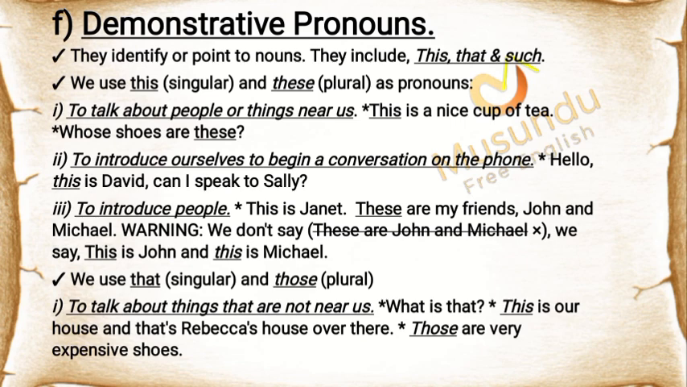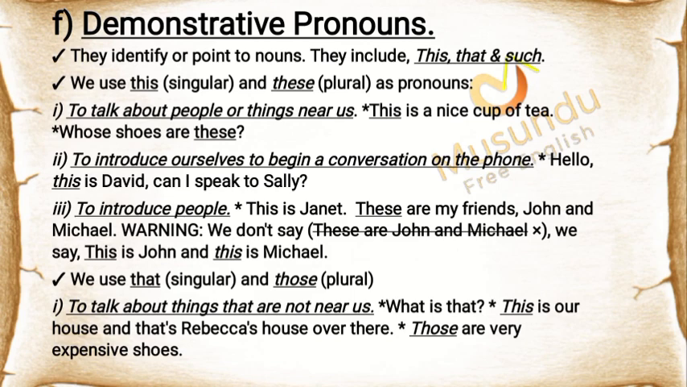F. Demonstrative pronouns. They identify or point to nouns. They include this, that and such. We use this, singular, and these, plural, as pronouns. 1. To talk about people or things near us. Examples: this is a nice cup of tea. Whose shoes are these?